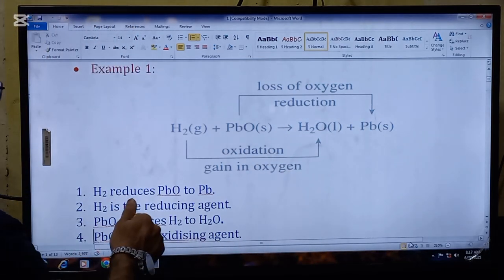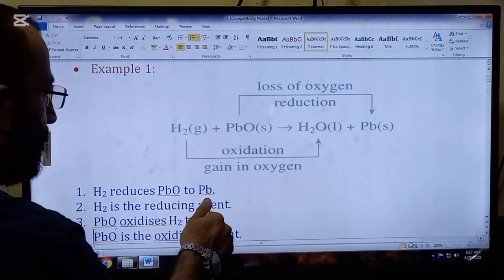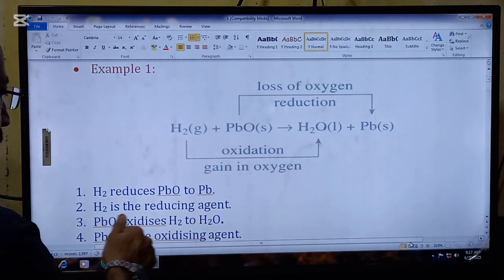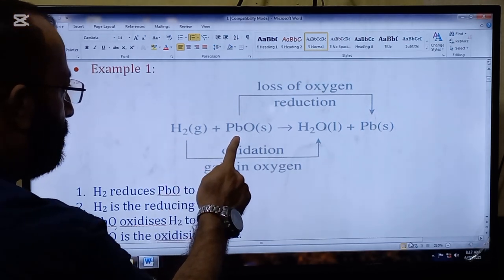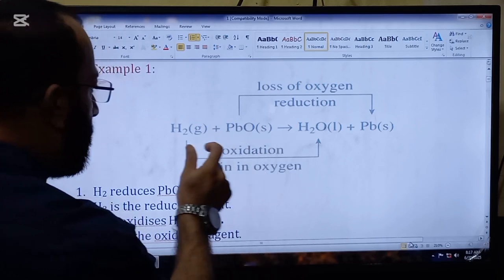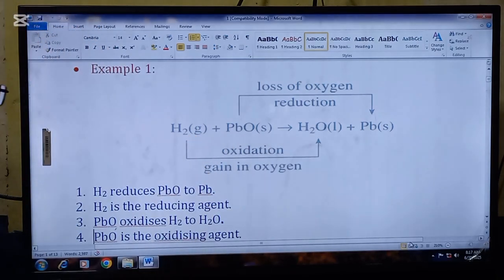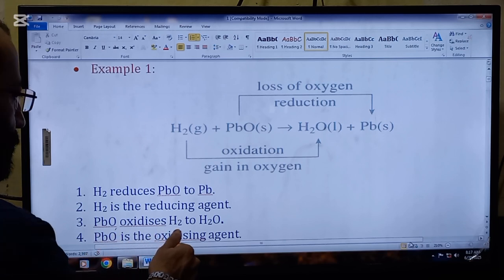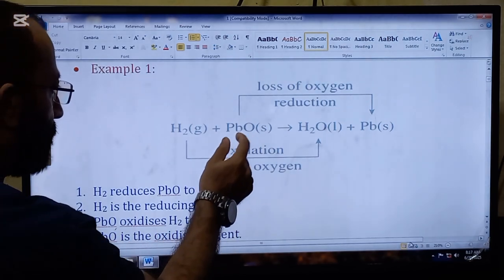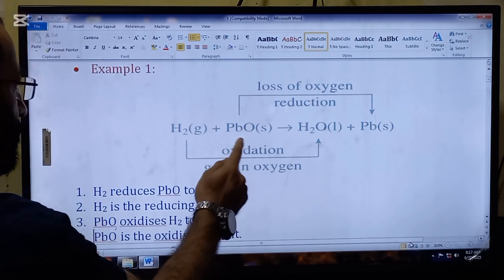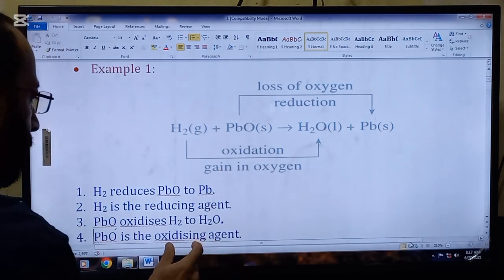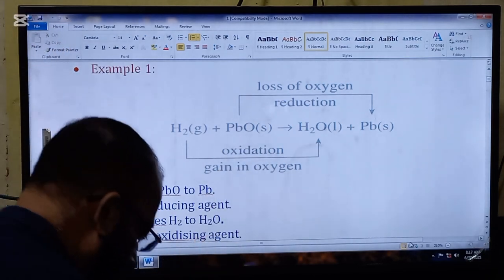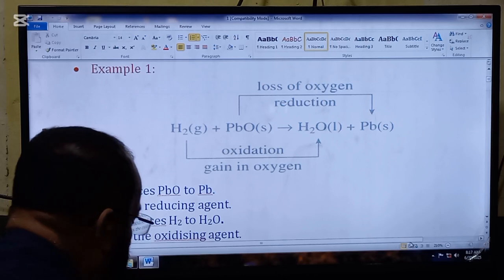So H2 reduces PbO to Pb. That's why H2 is called a reducing agent. H2 is reducing PbO to Pb. At the same time, PbO oxidizes H2 to H2O. That's why PbO is called an oxidizing agent. So this is the first example.